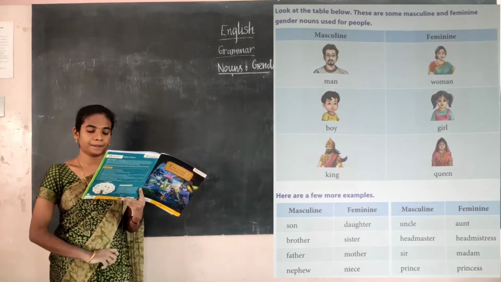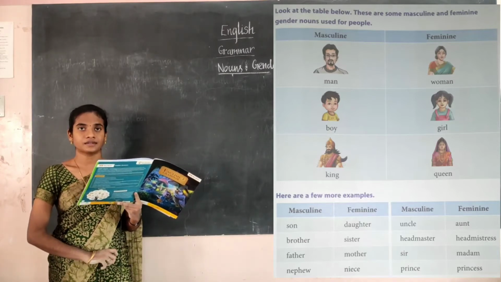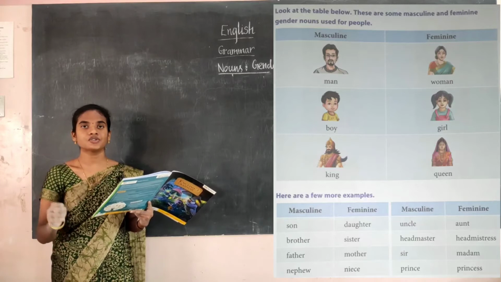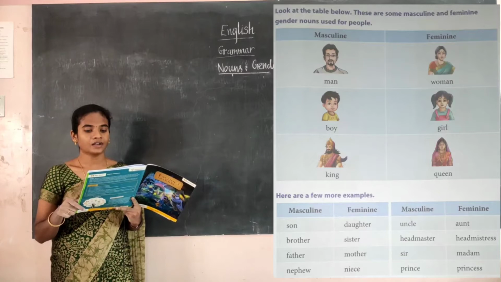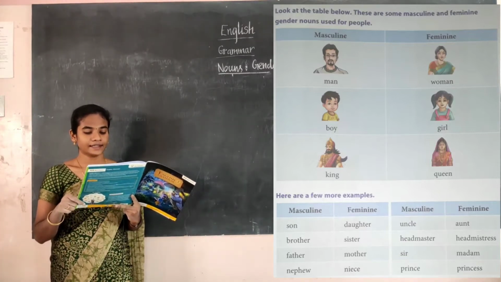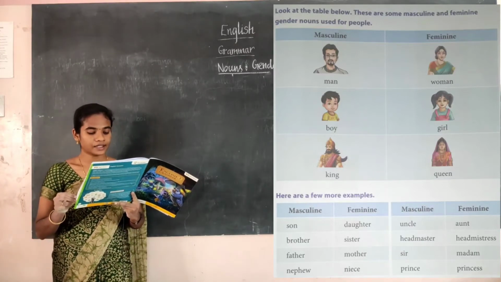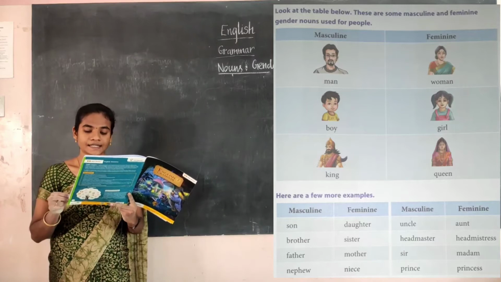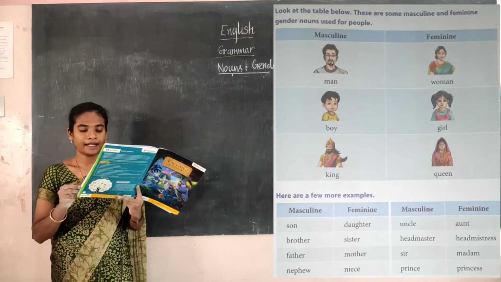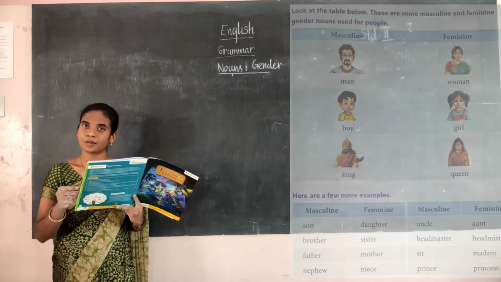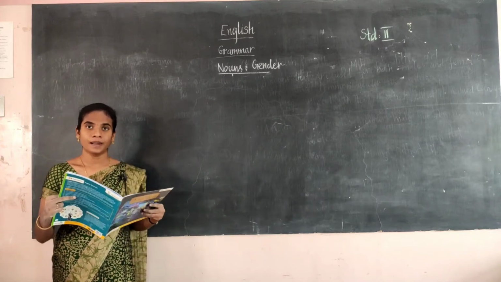Sir, madam. Prince, princess. Okay, so these are the masculine and the feminine genders that are used for people. Have you understood this? So what are the words? Man, woman, boy, girl, king, queen, son, daughter, brother, sister, father, mother, nephew, niece, uncle, aunt, headmaster, headmistress, sir, madam, prince, princess. These are some of the masculine and feminine gender words used for people.